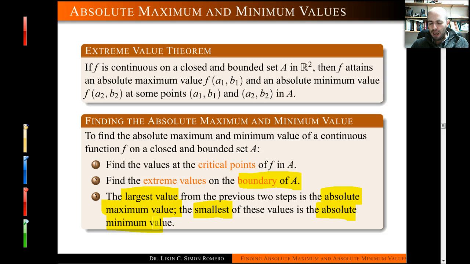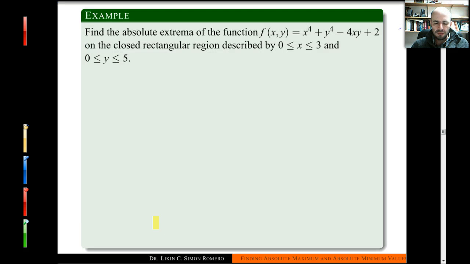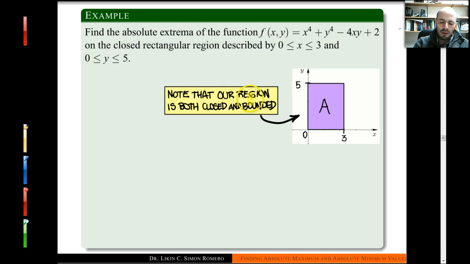Let me give you a particular example. Let's try to find the absolute maximum and the absolute minimum of this function on the closed rectangular region described by these two inequalities. The first thing that I want you to notice is that our domain is actually closed and bounded. It's all the points such that the x-coordinate is between 0 and 3 and the y-coordinate is between 0 and 5.